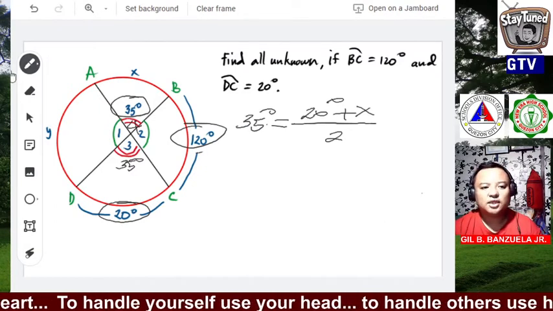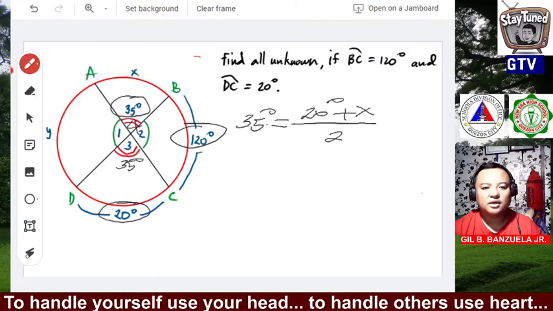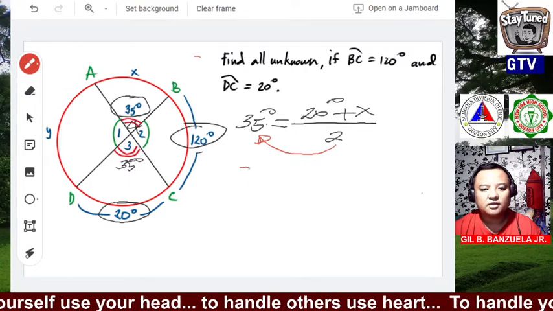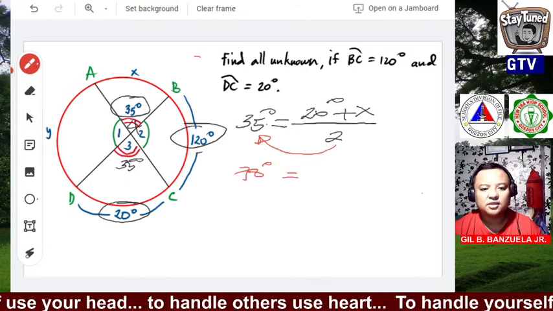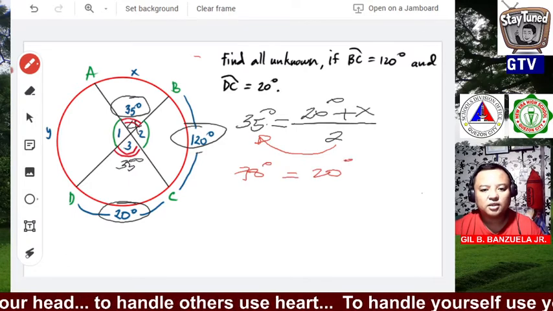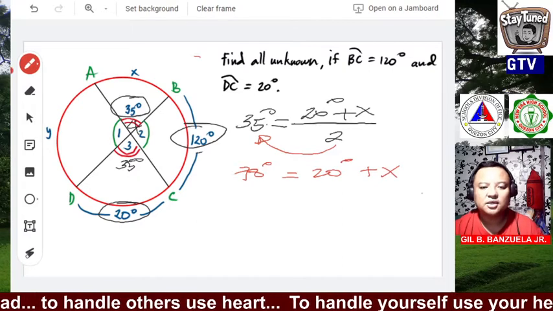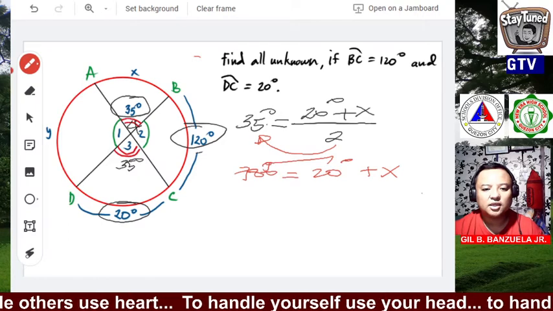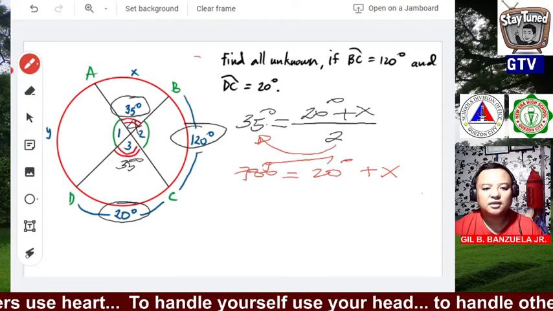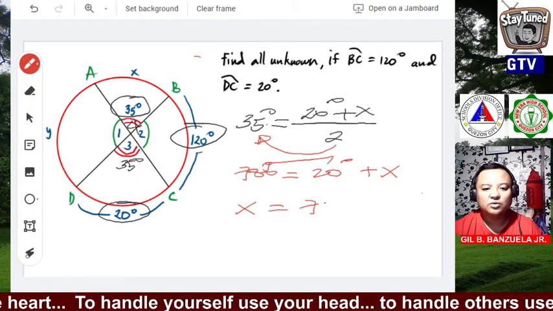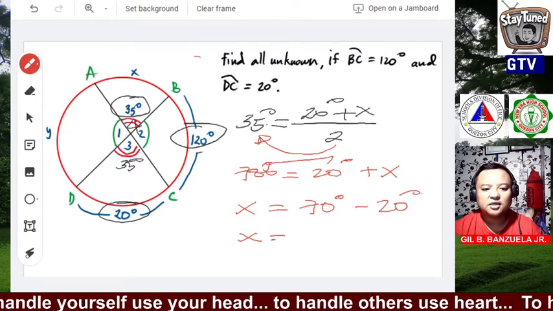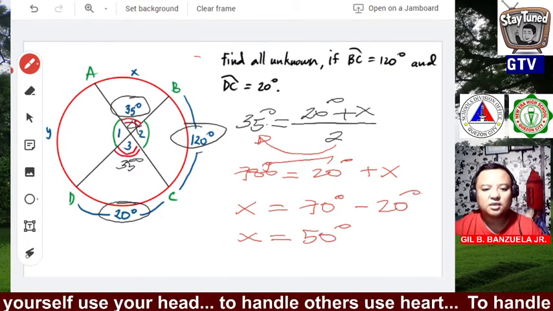Now, ang susunod natin gagawin, guys, simple lang, no? I-multiply natin tong denominator natin dun sa 35. Then that is equal to 70 degrees. Then simply copy 20 degrees plus x. Then of course, let's combine similar terms by transferring 20 degrees to the left side. And therefore, I have x equals 70 degrees minus 20 degrees. Therefore, x is equal to 50 degrees.